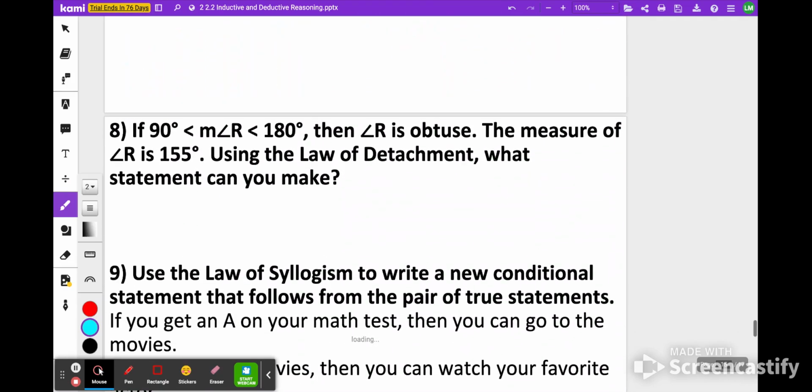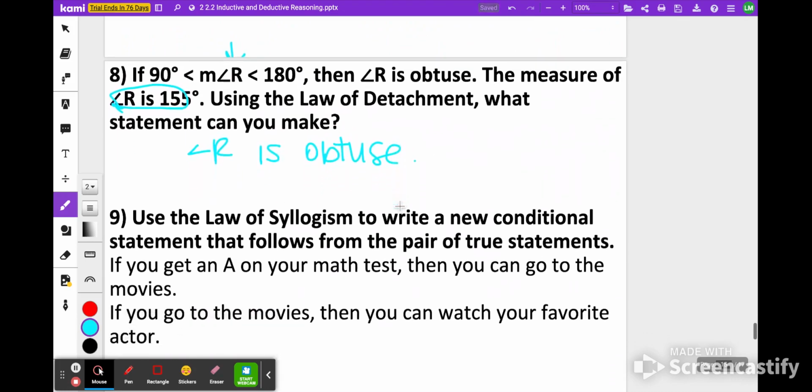How about this one? If 90 degrees is less than the measure of angle R, which is less than 180, then angle R is obtuse. The measure of R is 155 degrees. So using the law of detachment, which means we want to make sure we're using known facts, what statement can you make? The statement we can make is since R is 155, it's in between those two numbers. So we can say that angle R is obtuse.